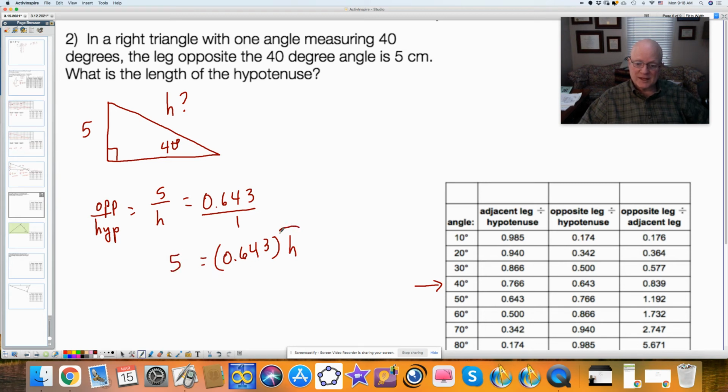I want to isolate the variable. Here I'm multiplying, so I'll do the inverse operation, divide both sides by 0.643. Anything you do to the left side, you do to the right. This cancels and becomes a giant 1, and this will give me a number. You can stick this in your calculator and figure out how long that side length is. It should be longer than 5 because it's the hypotenuse, so it better be longer than 5.